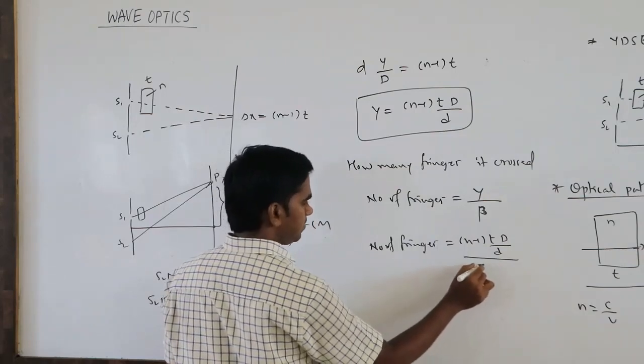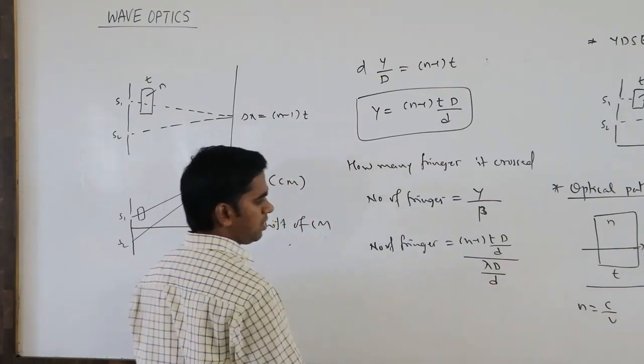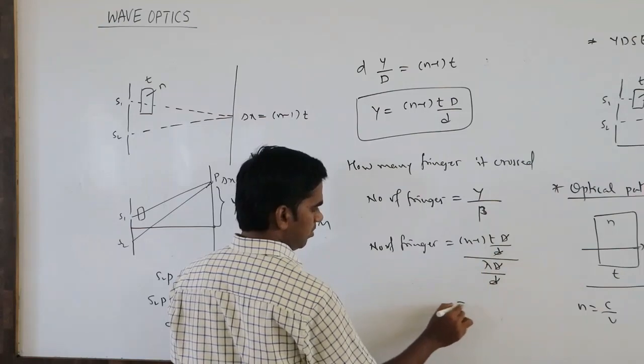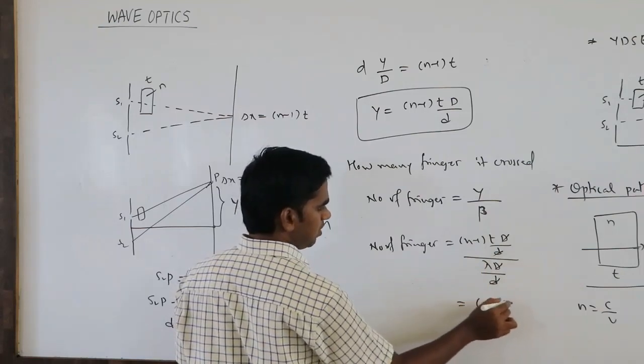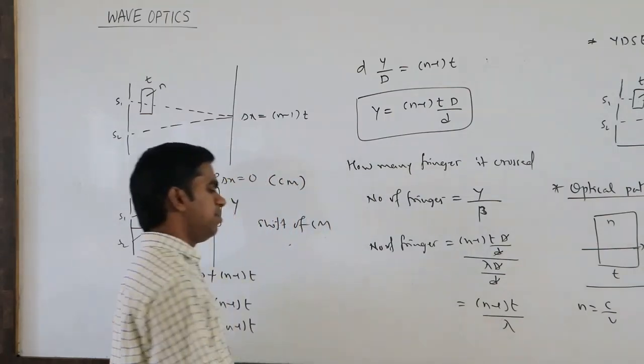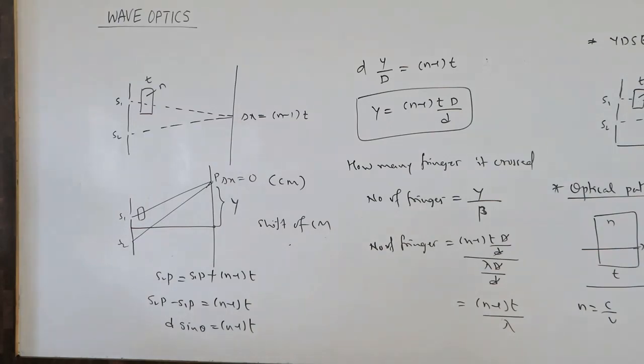Beta you can write as lambda D divided by d. So D will get cancelled, d will get cancelled. So number of fringes equals (n minus 1) into T divided by lambda. That means the number of fringes it is going to cross depends on the wavelength of light we are using and the thickness of the glass slab. If thickness is more, shifting will be more, so the number of fringes crossed is also more.